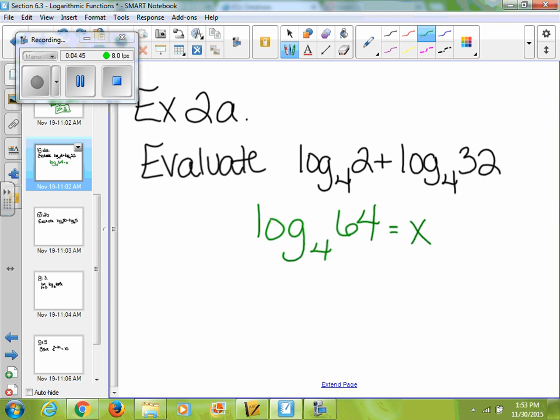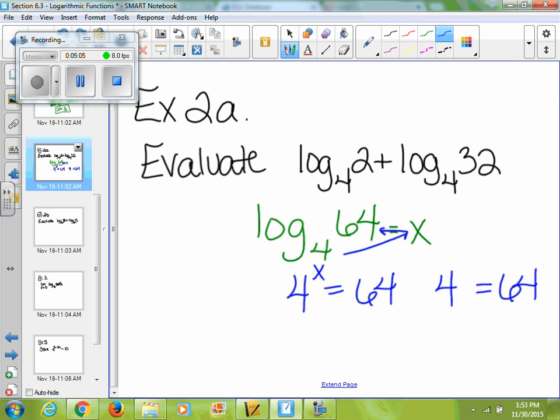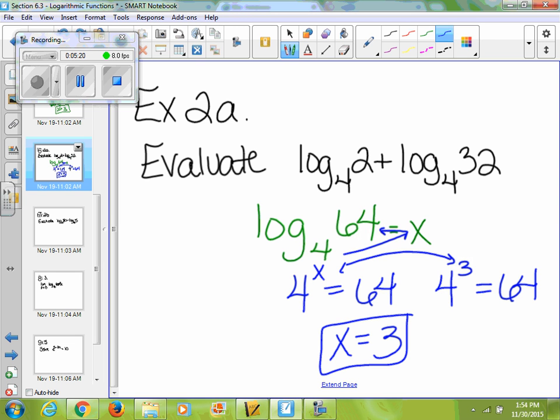So I need to find my x. If you do the zigzag pattern, 4 to the x is equal to 64. So then I need to figure out what my x is equal to. What exponent would I have to take 4 to, to make it be 64? 4 to the 3rd, yep, 4 cubed. So that tells me x is equal to 3, because your x and your 3 line up in the exact same spot in your equation. So any questions on 2a?